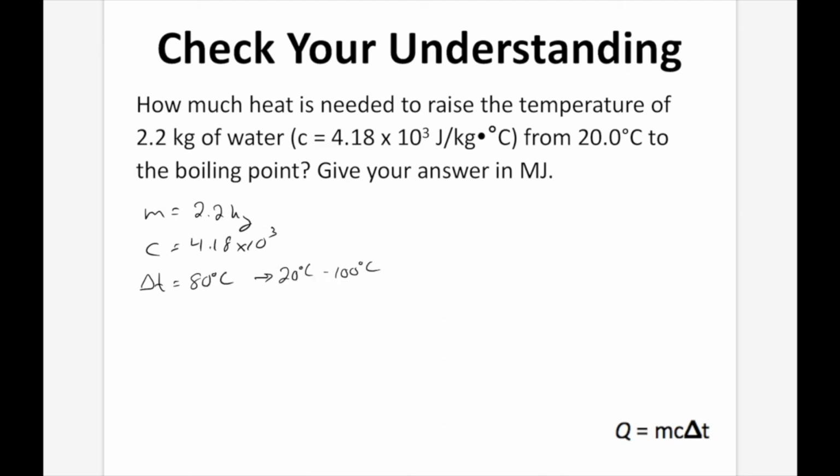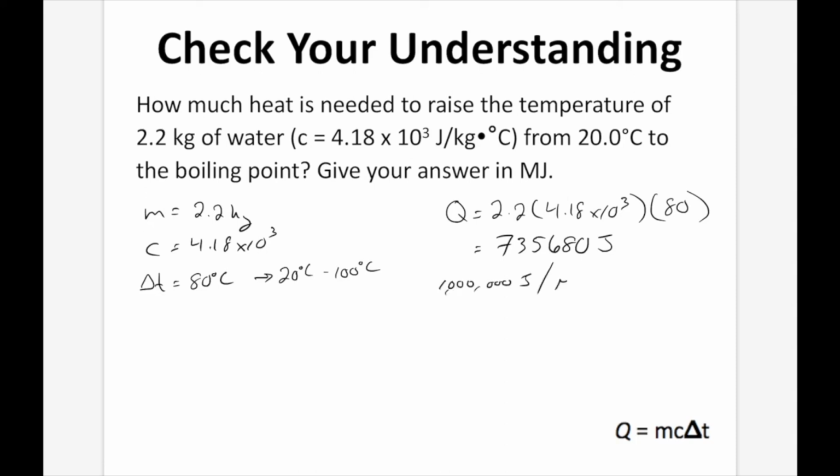So let's calculate Q. Q is going to equal M, which is 2.2, times C, which is 4.18 times 10 to the 3, times 80, our delta T. And that equals 735,680 joules. And you're going to get 1 million joules per megajoule.